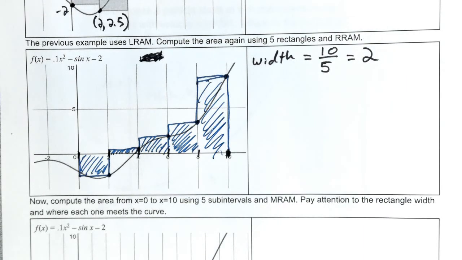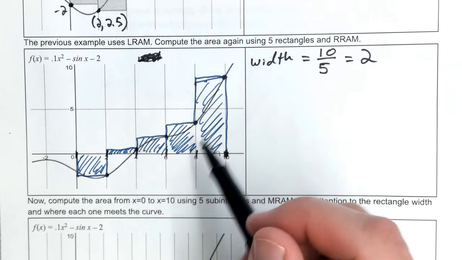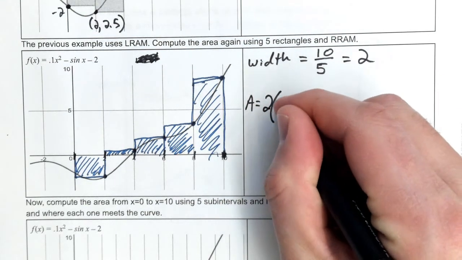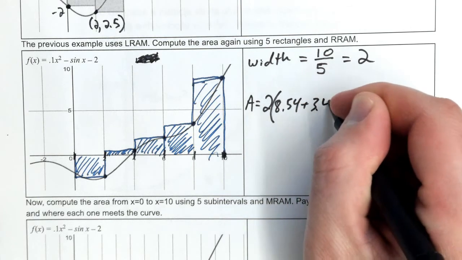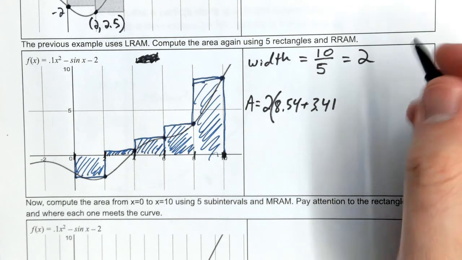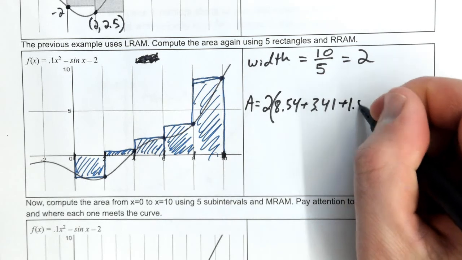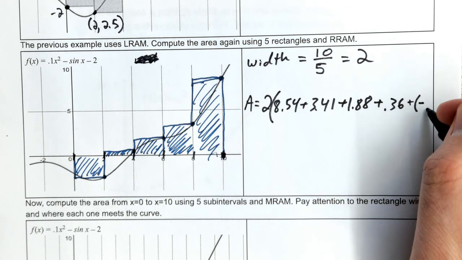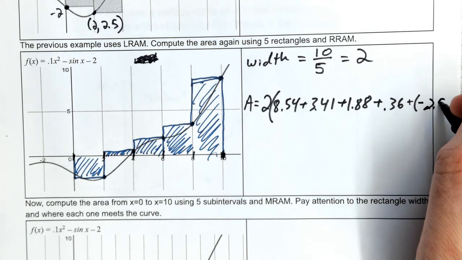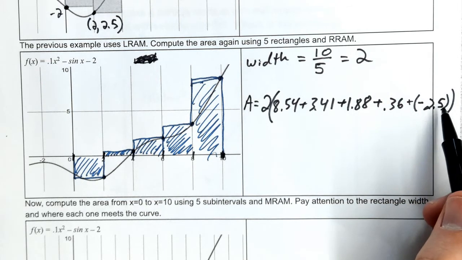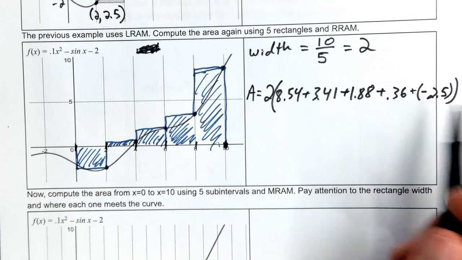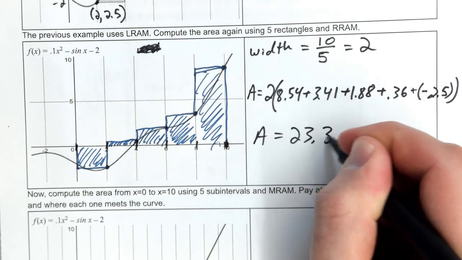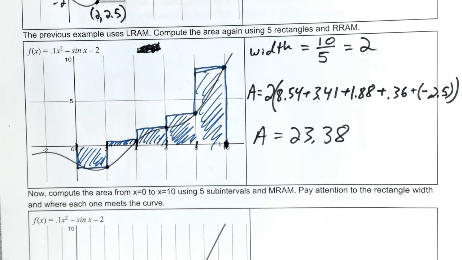Okay. Now, you would go through and compute the y values. I already did that, so here's what you end up with. 2 times 8.54 plus 3.41 plus 1.88 plus 0.36, and then plus a negative 2.5. And you can write that as minus if you want. You don't have to write it as plus and negative, but that just reminds us that we're summing all of these. And then finally you get an area that is 23.38 square units. Okay, that is our RAM.